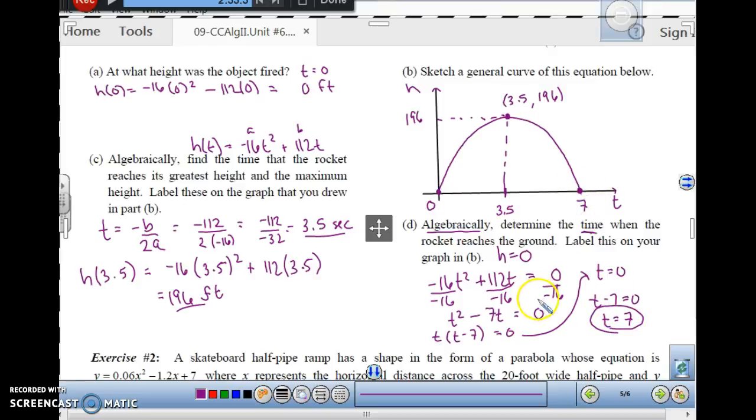And that makes sense when you think about it. Remember, the vertex is at the halfway point of the parabola. If that's at 3.5, this would have to be at 7. So at 7 seconds it is also at 0. So that is figuring out algebraically the vertex and the time. We just did the sketch.